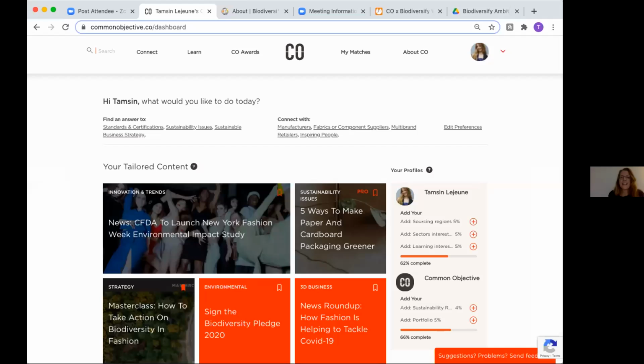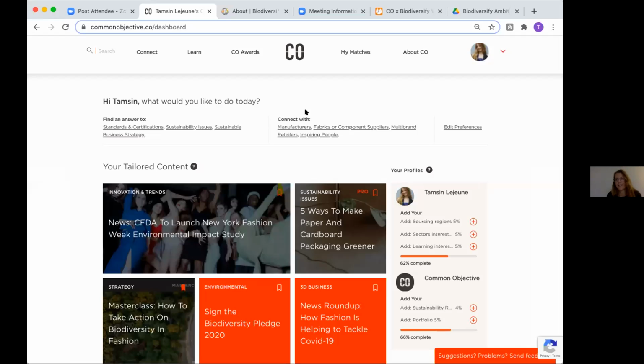Okay, so here we're looking at my Co dashboard right now. I'm presuming that most people in the room are members of the Co site, since most of you came through our network, but if you're not, you can join at commonobjective.co. It's free to join. You can create an individual profile, and then you can also create a business profile free of charge. And one of the reasons why we're keen to work with Biodiversify, and with the template that has been shared with you, is that we want to be able to boost businesses on Co that are operating in a more biodiverse way.